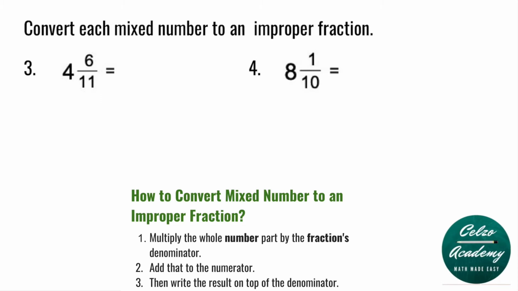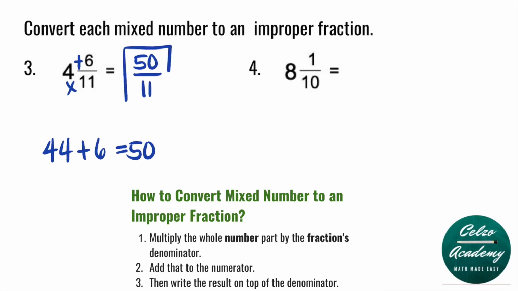Question 3. 4 6/11. Step 1 is to multiply the whole number and the denominator 11, and 4 times 11 is 44. Next, we will add the 44 to the numerator 6, and 44 plus 6 is 50. So we will write the answer as 50 over the denominator 11. So 50 over 11 is the answer.